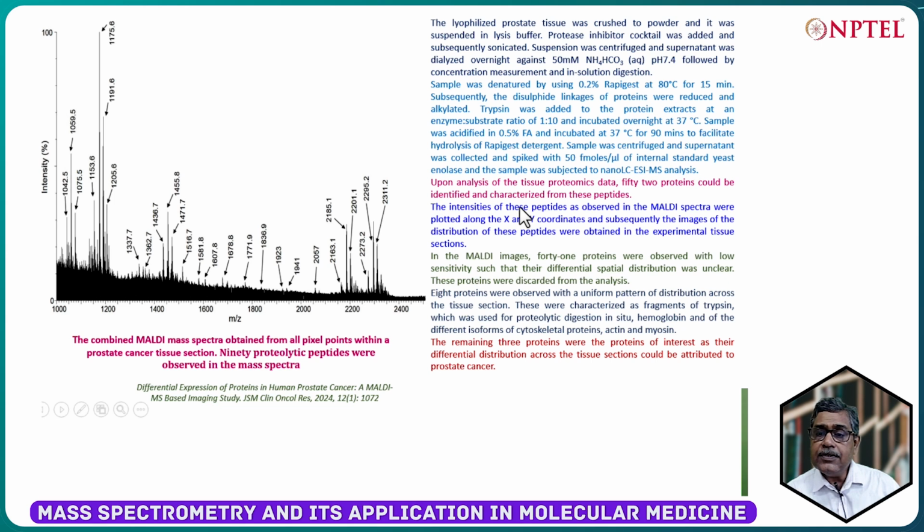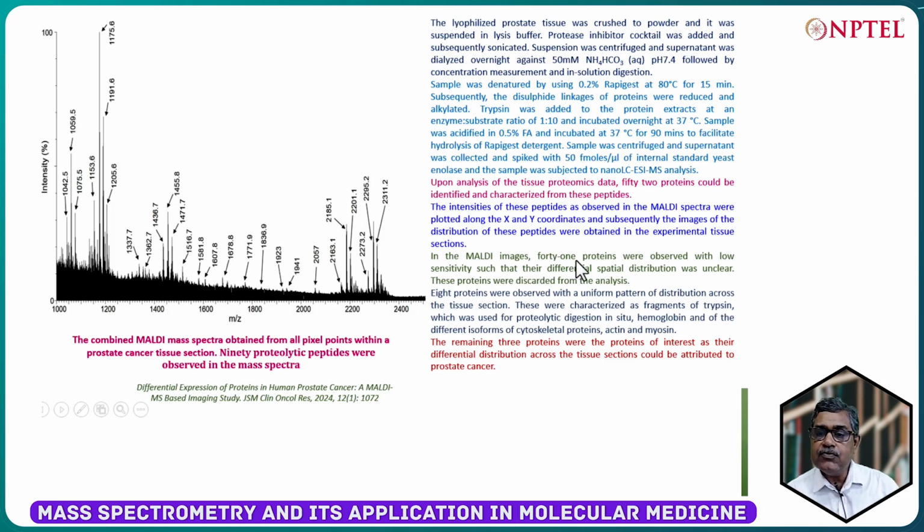Now, the intensities of those 52 proteins are plotted along XY coordinates, retrieving the information from the mass spectrometer that is kept while recording. Subsequently, an image of the distribution of these peptides was obtained in the experimental tissue section, which is actually the MALDI image.